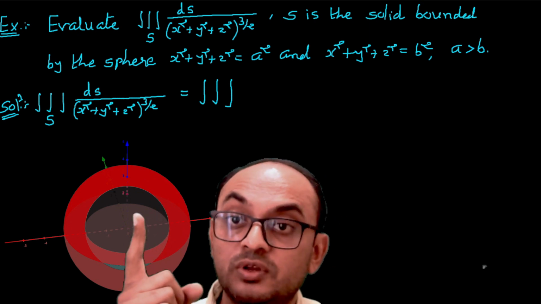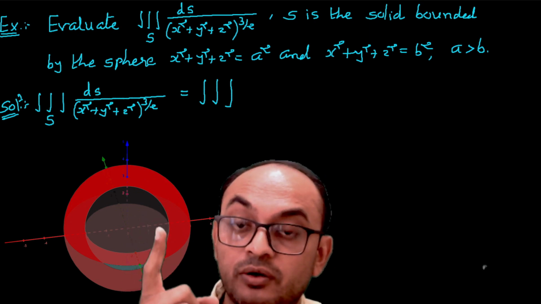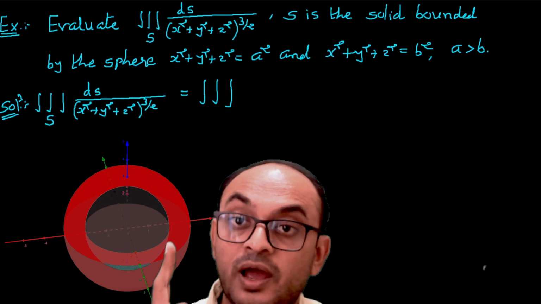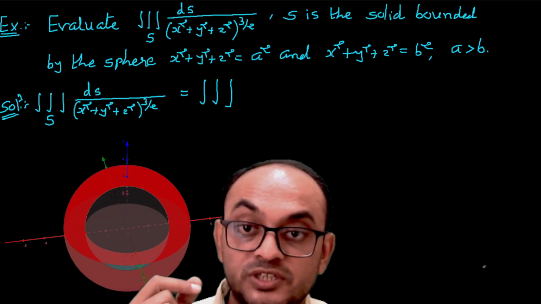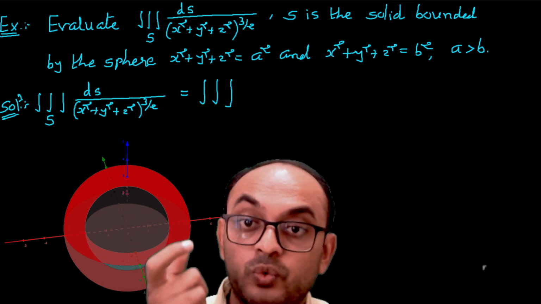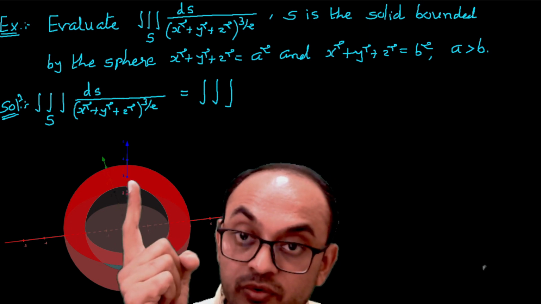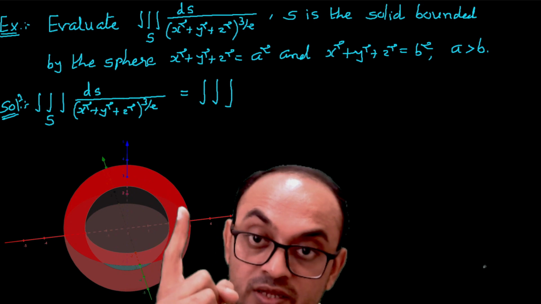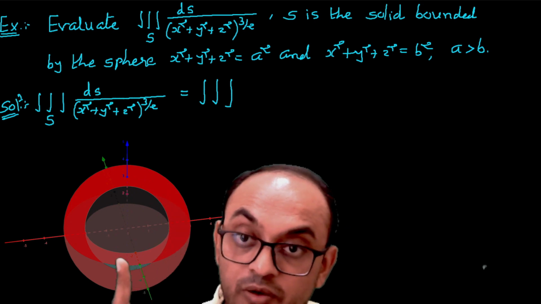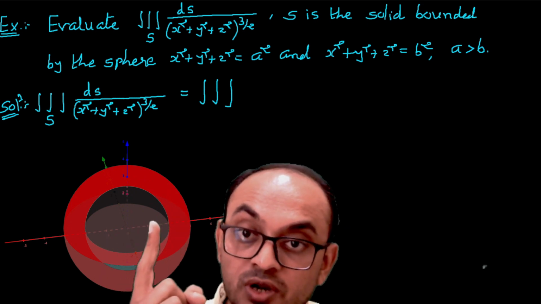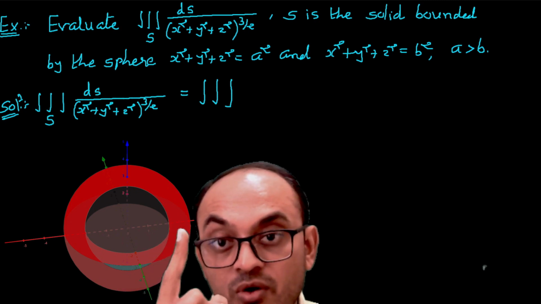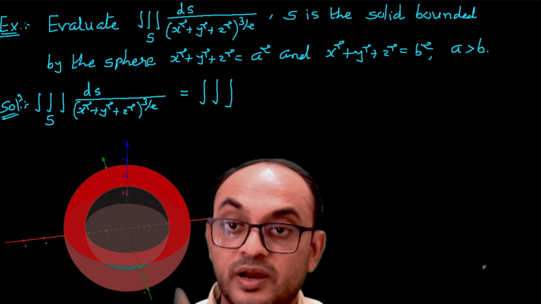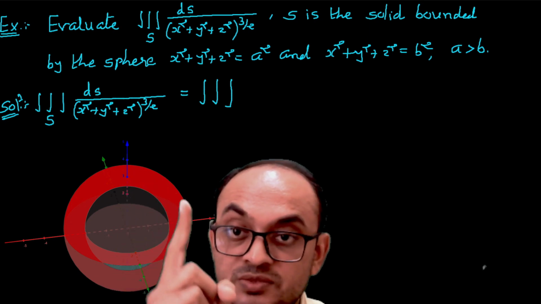What I have to find out? I have to find out the triple integration of this function, and with respect to which solid? This portion, the middle portion, right? That is the outer part of the inner sphere and inner part of the outer sphere, right? So that is this portion.